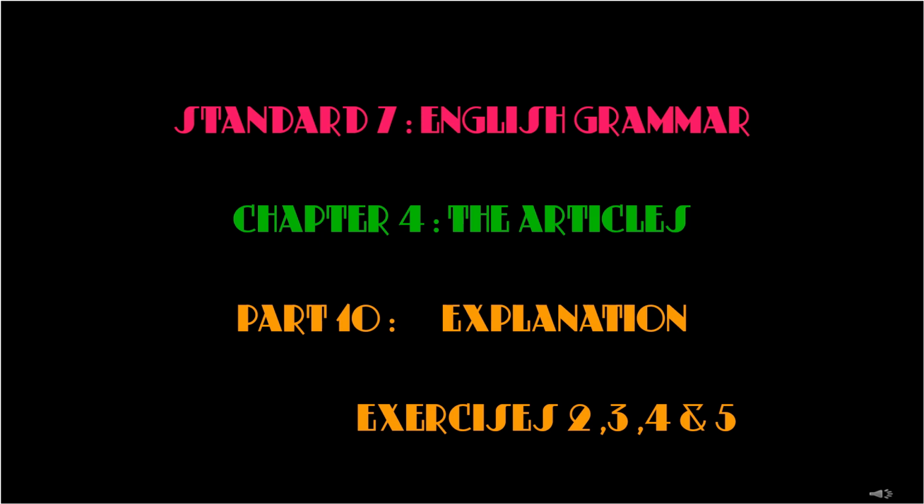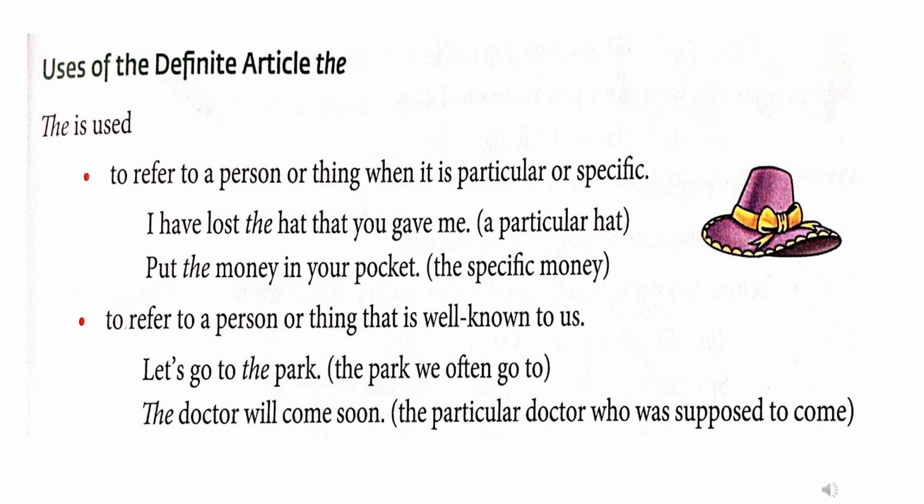The is known as the definite article. It points to a particular or specific person or thing. Now, let us see the uses of the definite article the. The is used to refer to a person or thing when it is particular or specific. Commonly, we use the to refer to a person or thing when they are particular or specific.